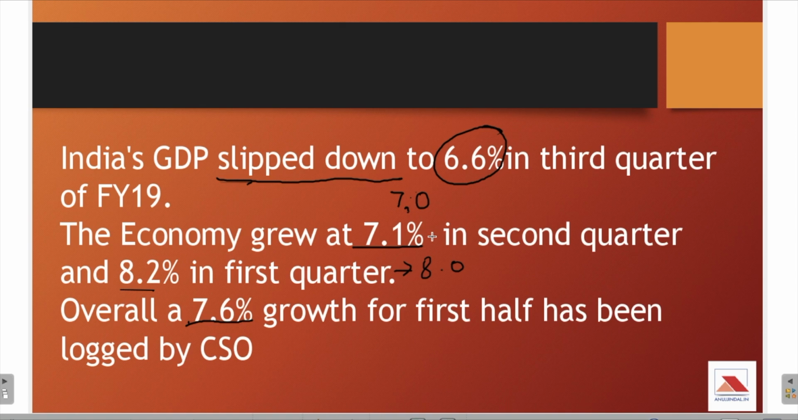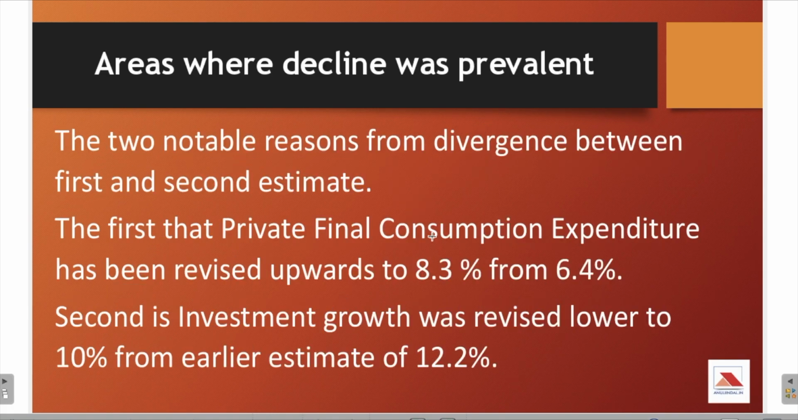So this is what happened here. There were predictions of something like 6.8% maybe. However, the actual GDP showed a decline to 6.6%. So you can see that there was continuous overestimation of GDP going on. What was the reason for this?